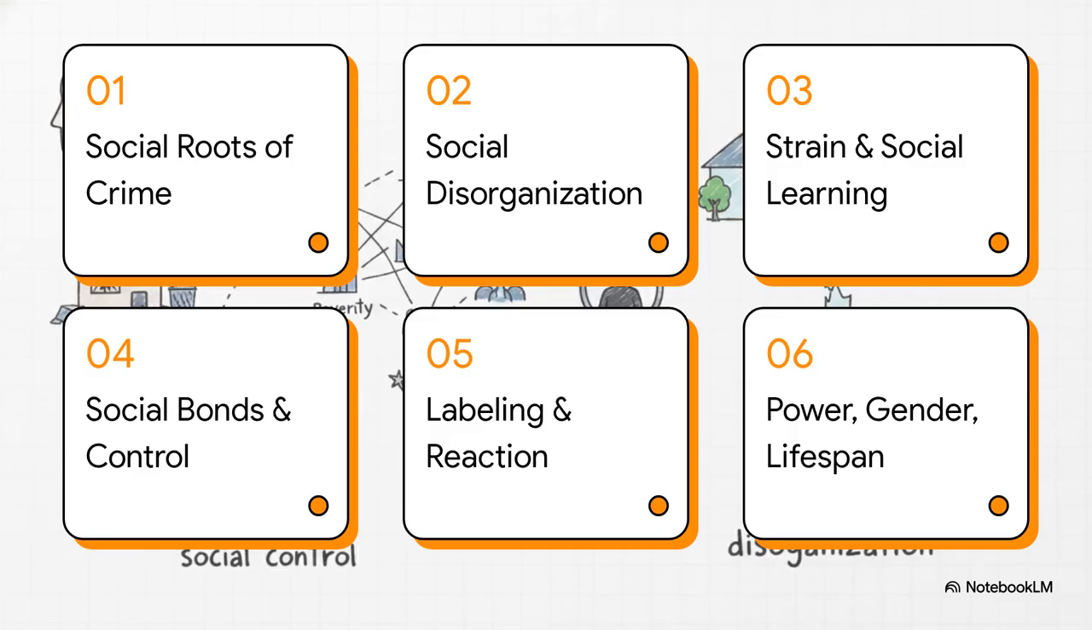Okay, let's take a quick look at our roadmap for today. We're going to cover: 1. The social roots of crime, 2. Neighborhoods and social disorganization, 3. Strain and social learning, 4. Social bonds and control, 5. Labeling and societal reaction, and finally 6. Power, gender, and lifespan. All right, let's get right into it.